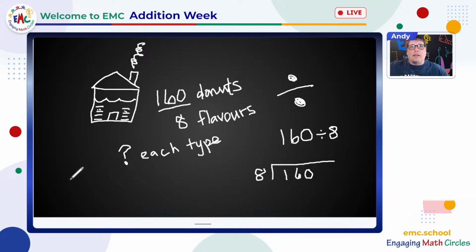Well, I'm going to look at how many 8s I need to make 160. So I just start counting by 8. If I had 8 of them, I'm going to have 1 on each shelf. 16, 8 more.